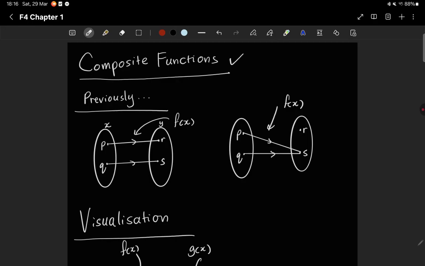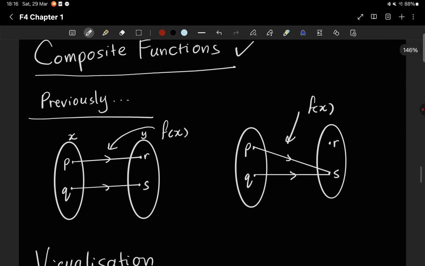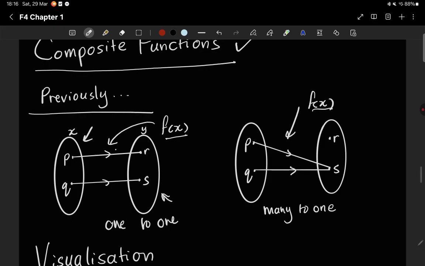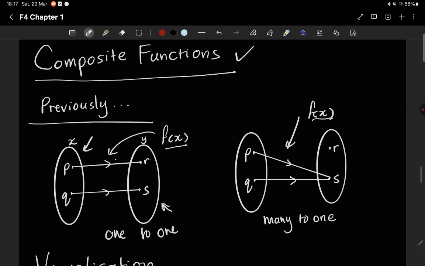So just a little recap to refresh what we learned last time: we learned about single functions, where they connect two different sets. As you can see, the lines connecting in between them are our functions. This could be a one-to-one function or a many-to-one function. So these are the kinds of simple functions that we've learned previously. But in this video, we'll be talking about composite functions.